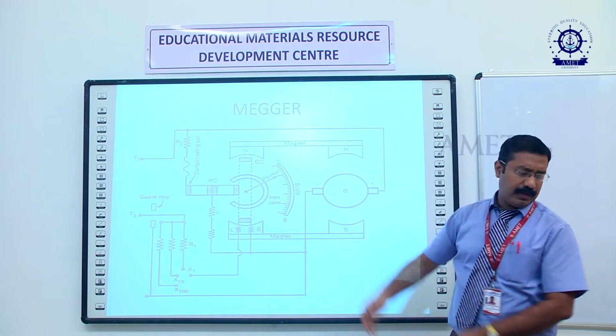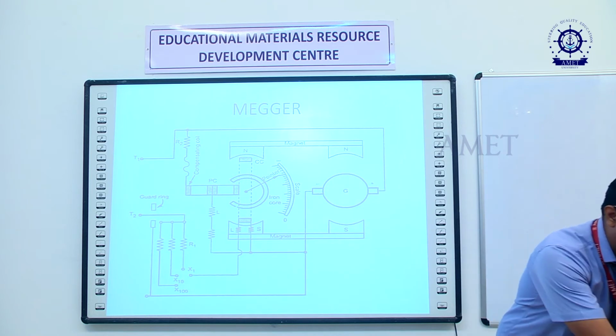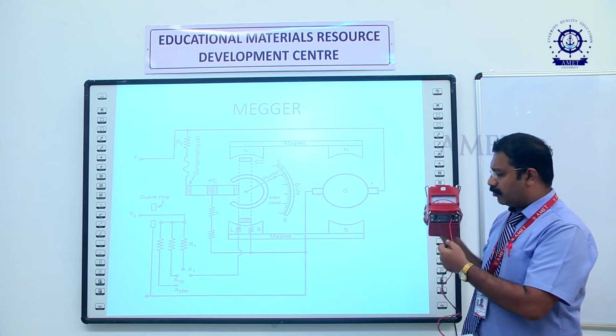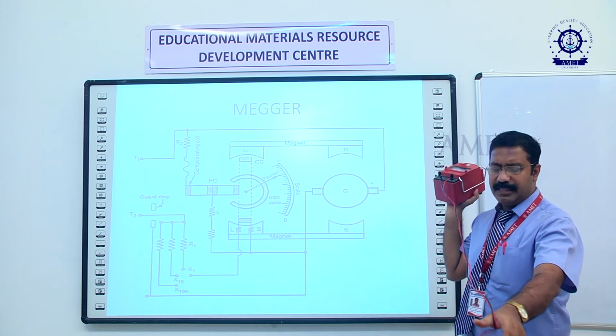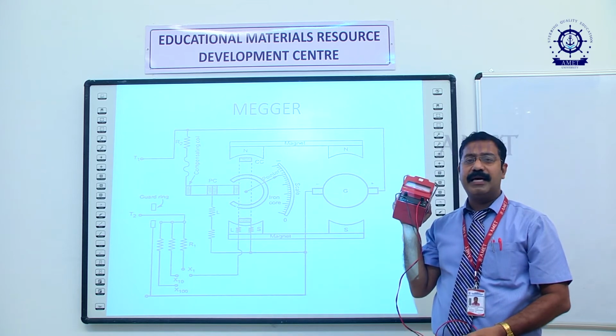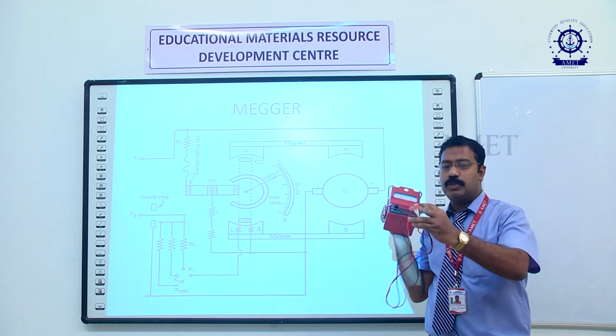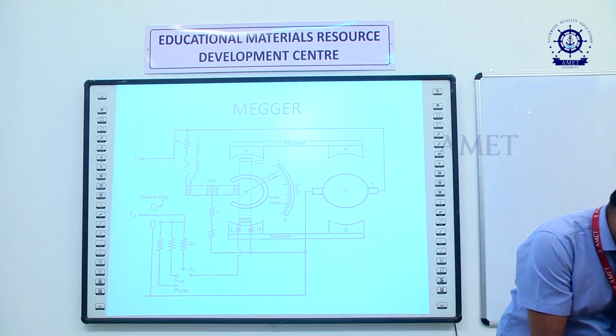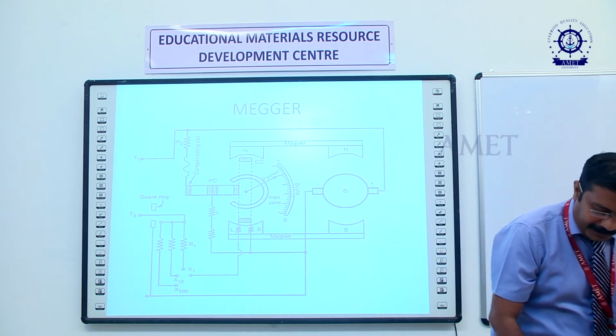Now what is the circuit? If you see the megger instrument, we have two terminals, one is earth and another one is the line terminal. These two terminals are marked over there as T1 and T2. If these two terminals are connected to a circuit, for example, I will be connecting a wire. I'll show you a real time example.